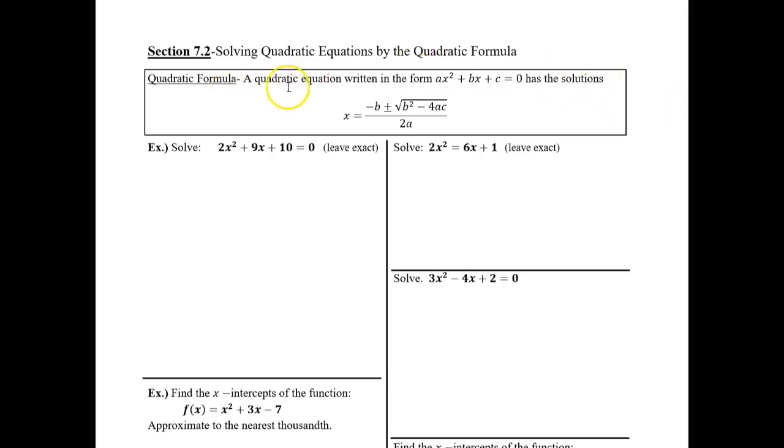So it says the quadratic equation written in the form ax squared plus bx plus c equals 0, so the standard form of a quadratic equation, has the solutions x equals negative b plus or minus the square root of b squared minus 4ac, all divided by 2a.